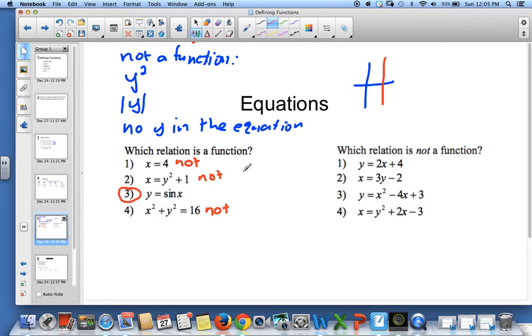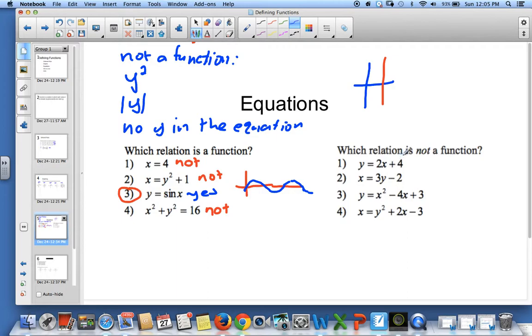By the way, we're going to learn this in a couple of weeks, but the sine curve looks like something like this. That's what a sine curve looks like, and you see from the graph now with the vertical lines will never hit it twice. So this, yes, is the function.